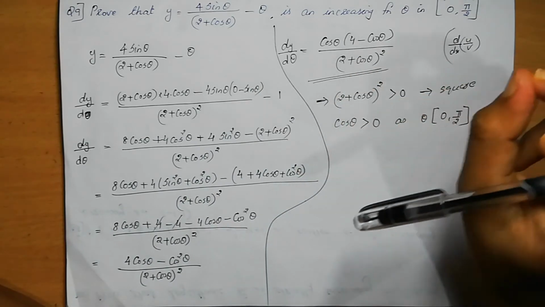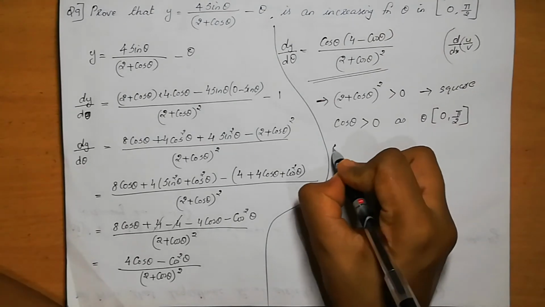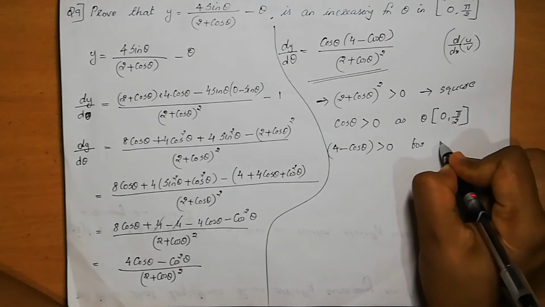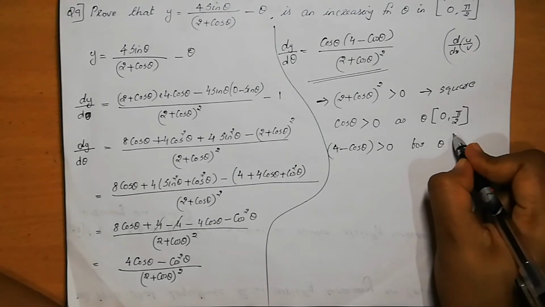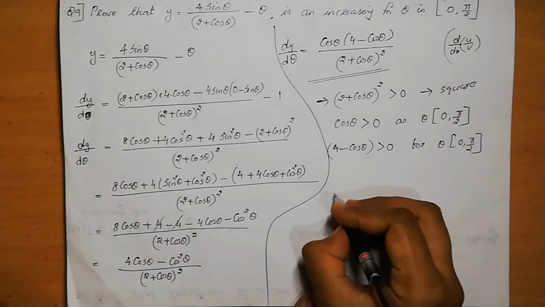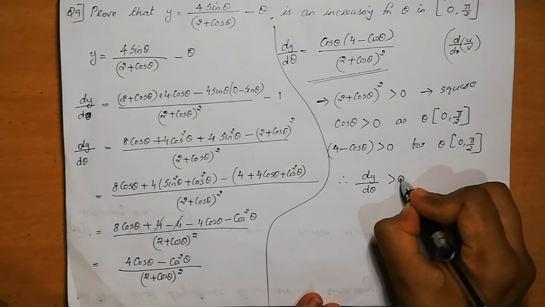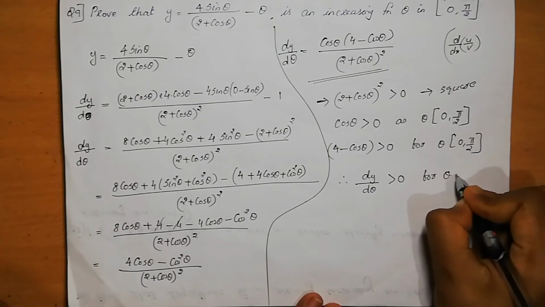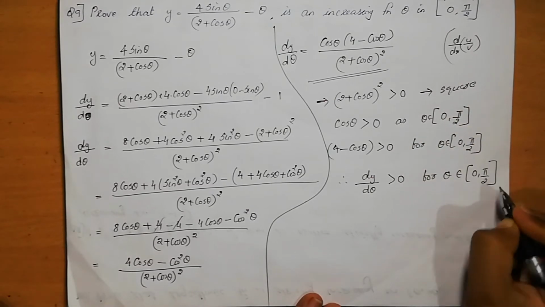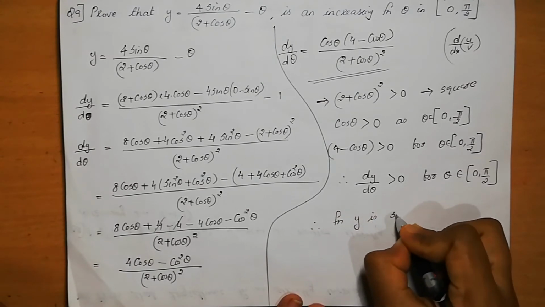That means for each number from 0 to pi by 2, when we substitute the cos value, we get a positive value only, right? That means 4 minus cos theta is also greater than 0 for theta belonging to 0 to pi by 2. So what can we write? Therefore dy by d theta is greater than 0 for theta belonging to 0 to pi by 2. So what can we conclude? Therefore function y is strictly increasing.